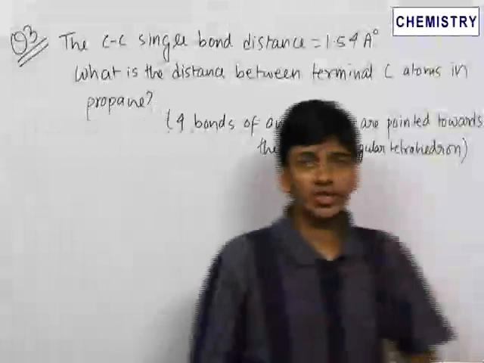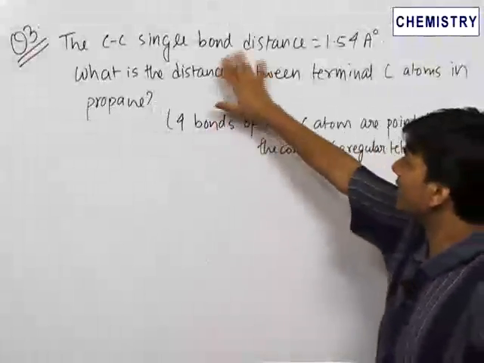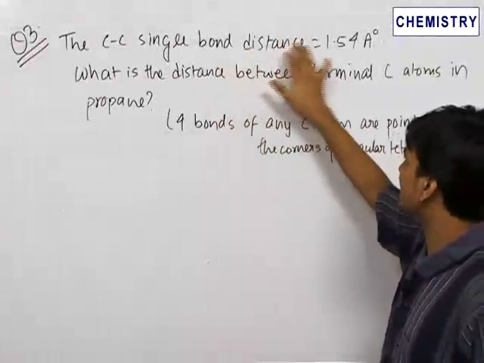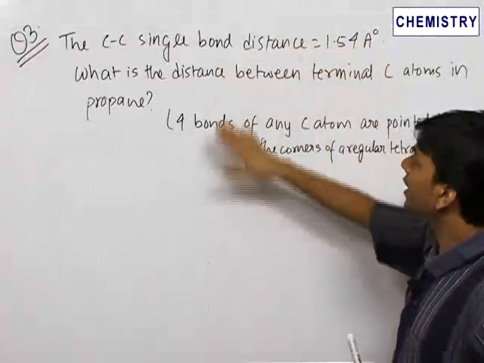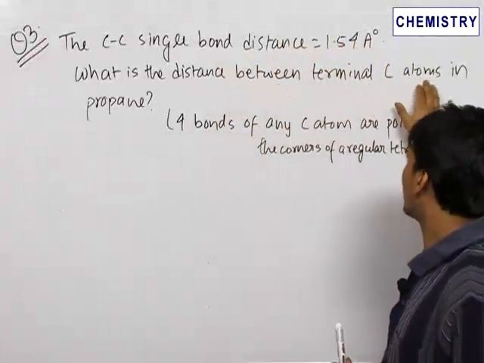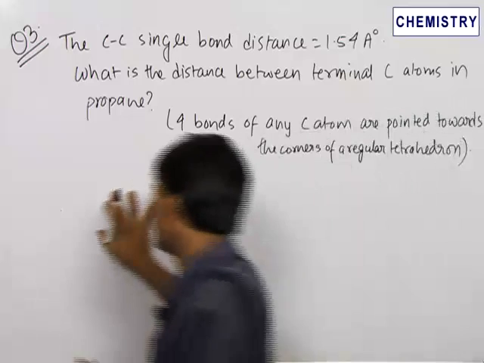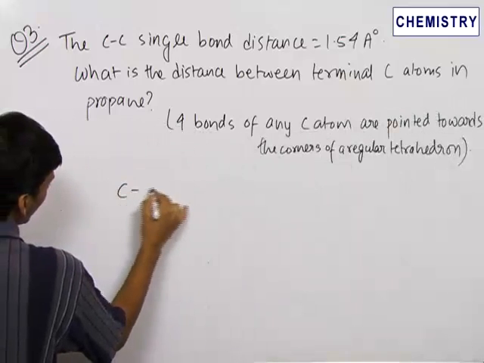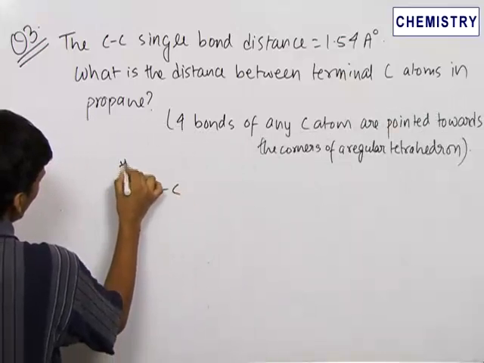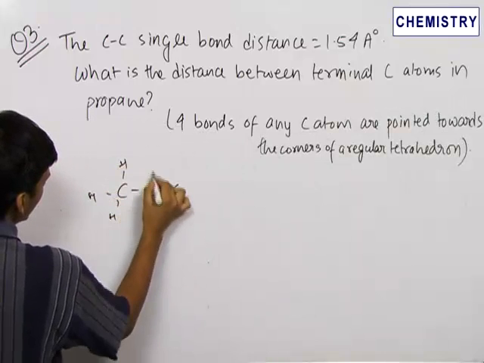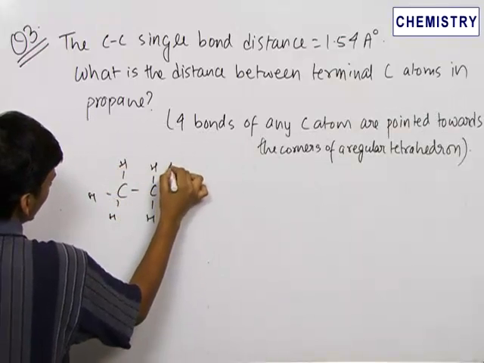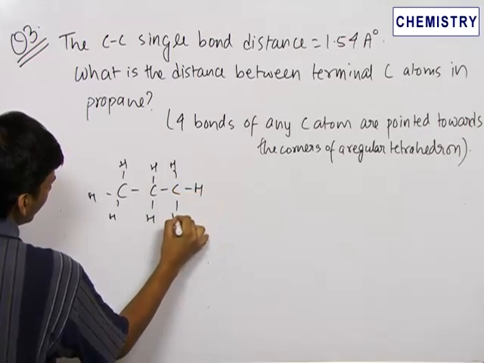Here we have an interesting question. It is given that the carbon-carbon single bond distance is 1.54 angstrom. We need to find out the distance between the two terminal carbon atoms in propane. So for propane, the structure is like this, with hydrogen here. This is not the actual geometry of the substance but just a structural diagram.